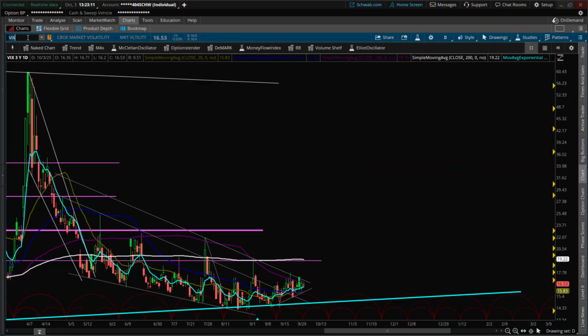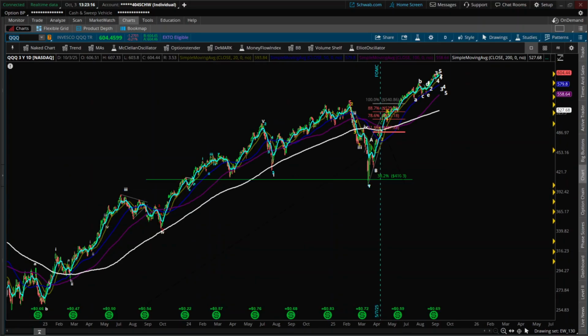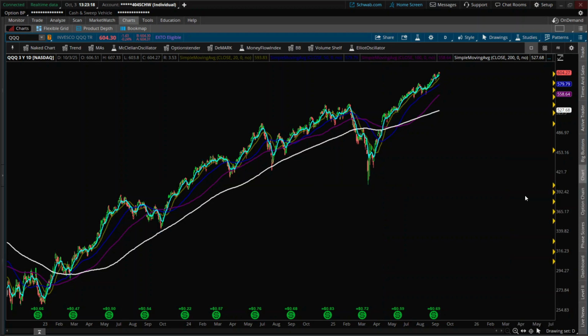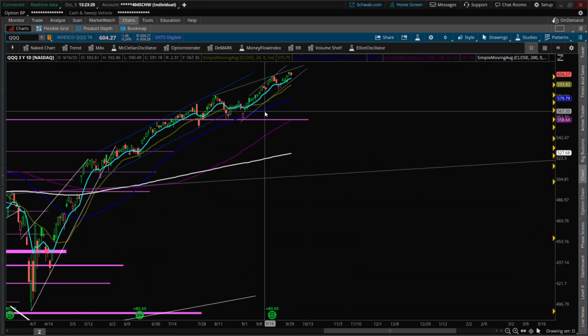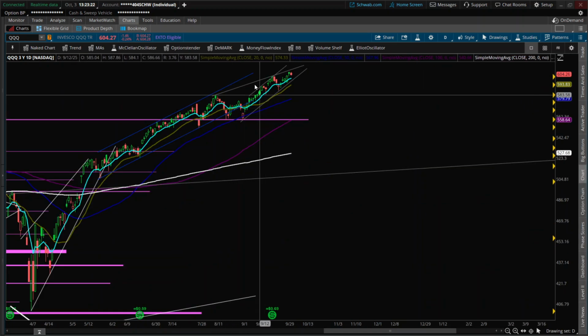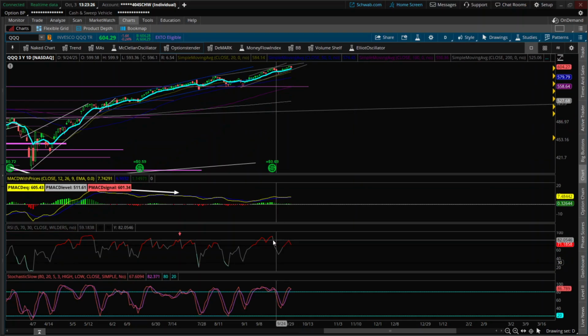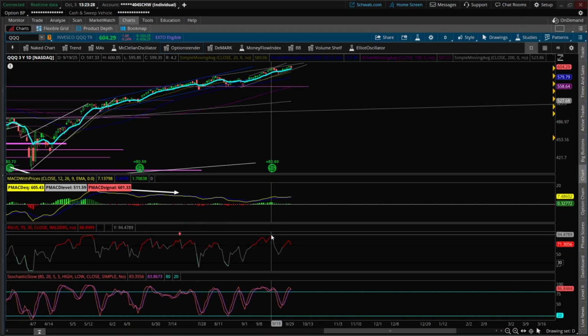Okay, so let's just go around the horn and see if we can see anything. Bring up the daily. Getting real tight price action here. Again, we have divergences all across the board. You can see that right here.